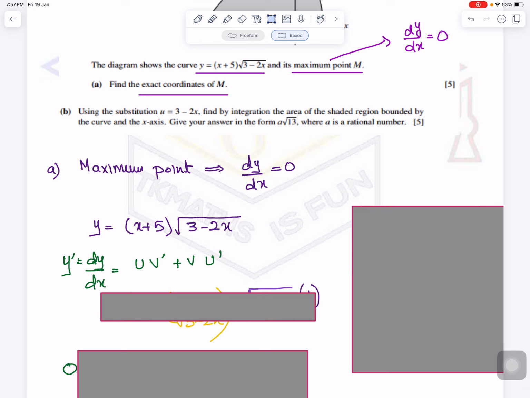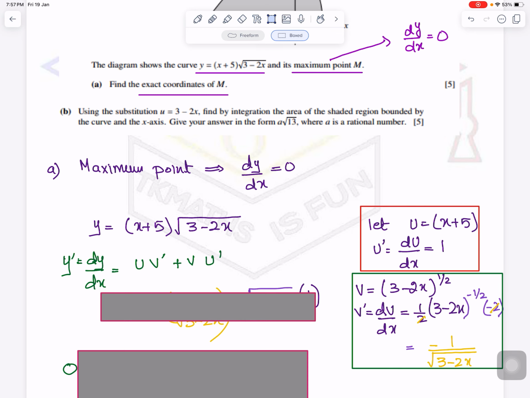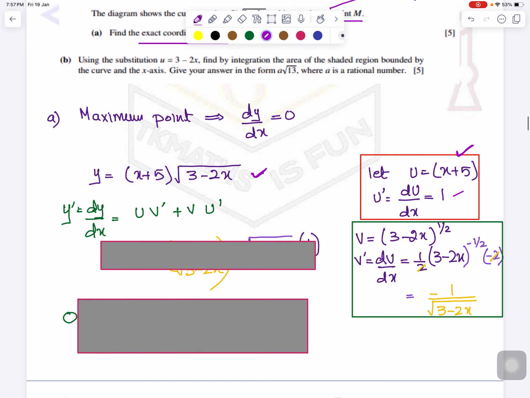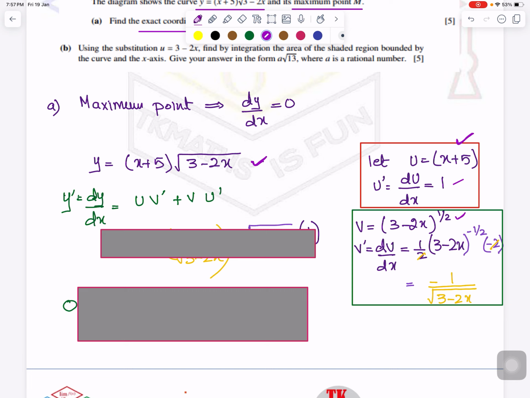One of my functions will be u. I have taken x plus 5 as u, so when I differentiate it, I get 1. Similarly, the square root of 3 minus 2x will be v here. When we remove the square root symbol, the power is half. So dv over dx will be half times 3 minus 2x to the power minus half. I have done it here for you.